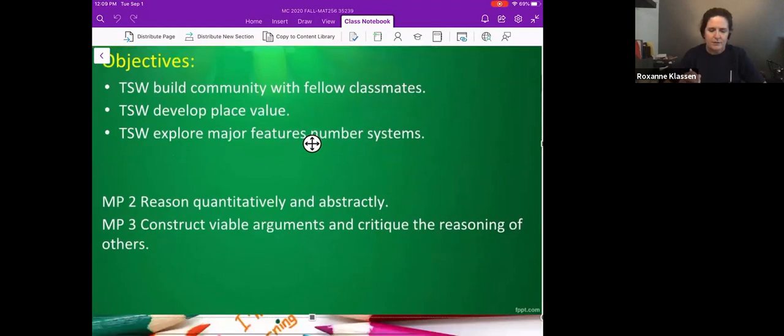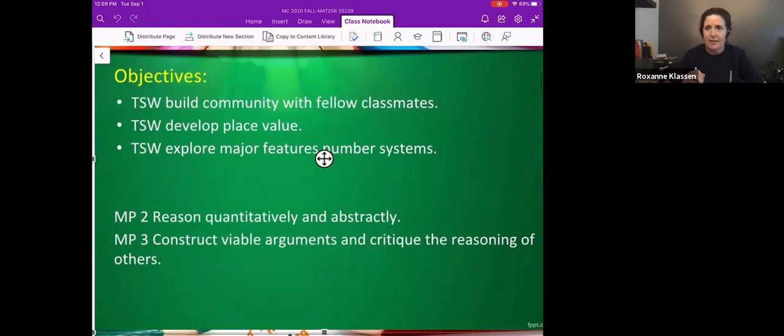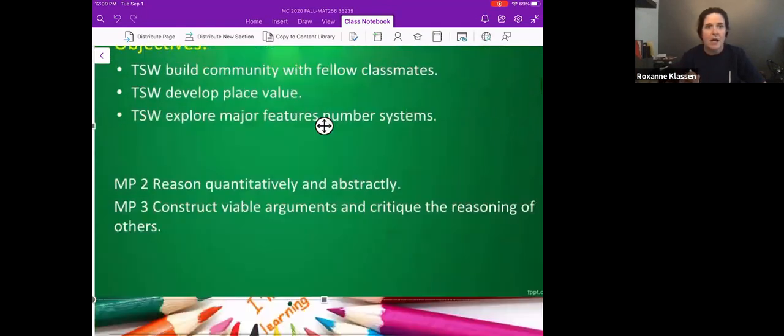I don't know what that little thing is right there. I don't know why that little thing is right there, but I can't get rid of it, so we're stuck.